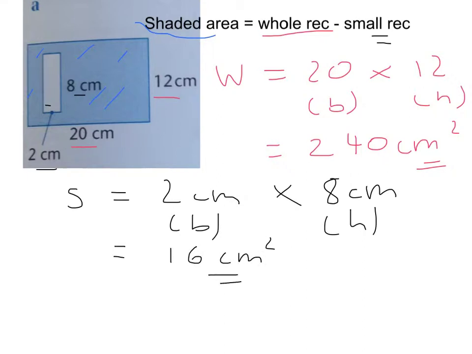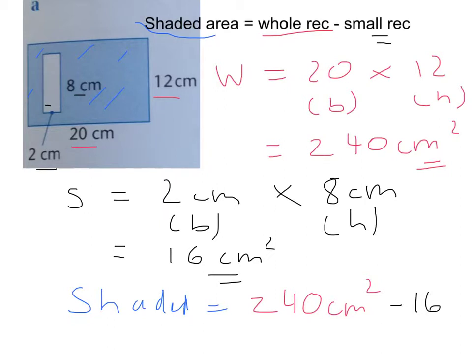And remember, to get the shaded area, so S shaded, we will take the whole one, which was 240, and we subtract the small one from it, and that was 16, and that will give us the shaded one. So 240 minus 16 is 224. So in this case, 224 square centimeters is the area of the shaded part.